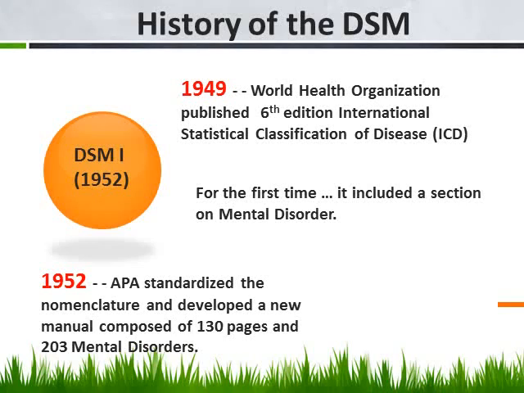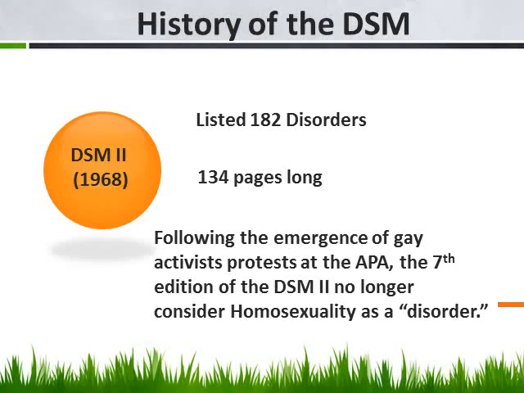The DSM-1 then was 130 pages long, listing 203 mental disorders. It was an important tool for psychologists, psychiatrists, and any clinician to be able to use to make sure that they were all speaking exactly the same language. So after the DSM-1 was published, which was shortly after World War II, then came the DSM-2 in 1968.